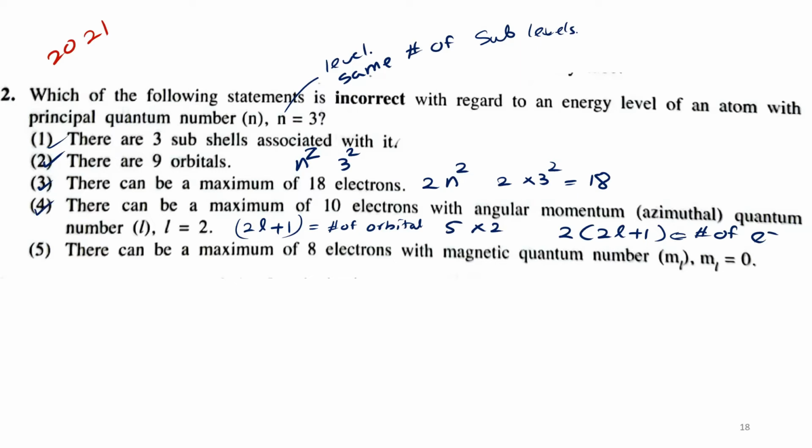So from there on, you can actually guess that the fifth one is the incorrect statement. This is the incorrect one that says there can be a maximum of 8 electrons with magnetic quantum number ML equals 0. That is not true, because if your ML is 0, you can have only a maximum of 2 electrons.